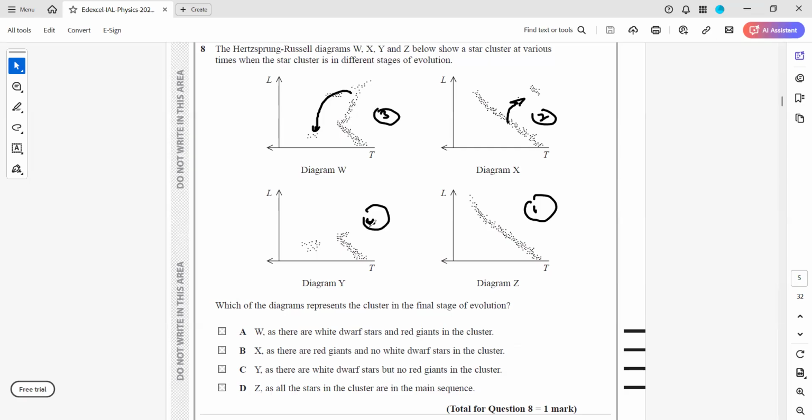And at the end of evolution, when the star is about to evolve, most of the red giants will turn into white dwarfs. Why do the low mass stars still remain there? Because they have a longer main sequence lifespan. So this is how the order is: 1, 2, 3, 4.